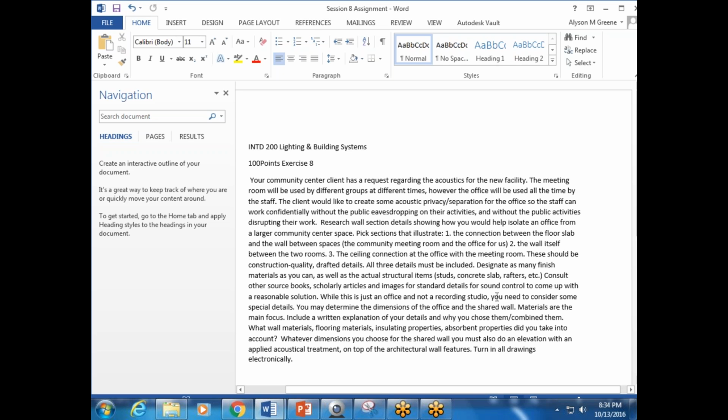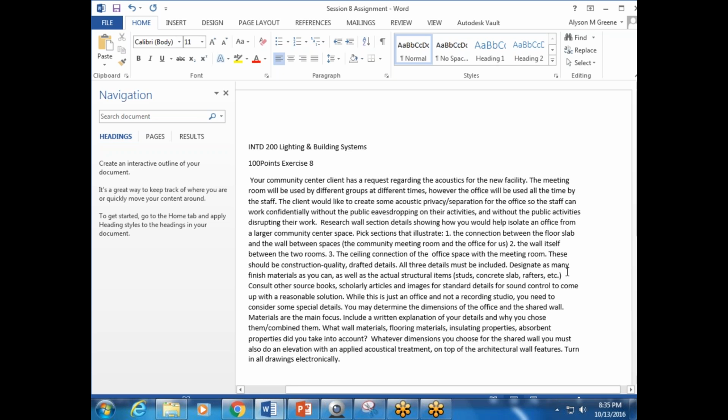The ceiling connection at the office with the meeting room. Ceiling connection, we'll say, of the office space with the meeting room. These should be construction quality drafted details. All 3 details must be included. Designate as many finished materials as you can, as well as the actual structure items: studs, concrete slab, rafters, etc.